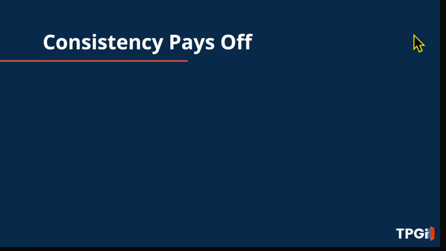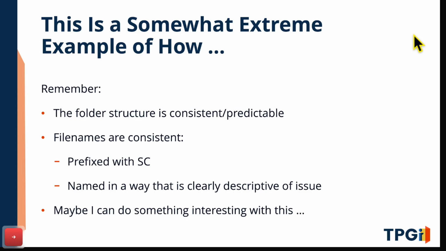With all this rigidity, or consistency, with folder and file naming, it provides further options for automation if you are so inclined. So, if I follow my own rules in a project, I will have a folder structure that is consistent and predictable, file names that are prefixed with the SC and named in a way that is clearly descriptive of the issue. Maybe I can do something interesting with this.